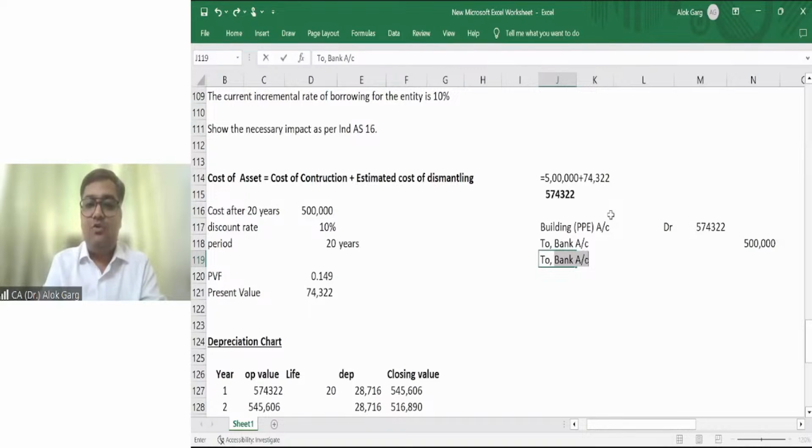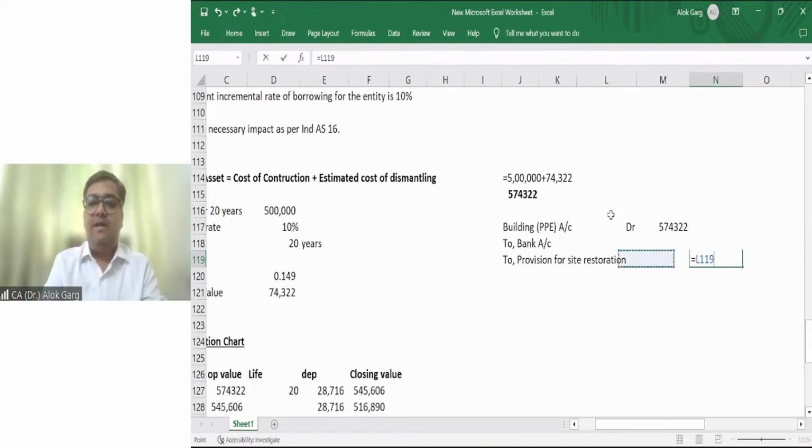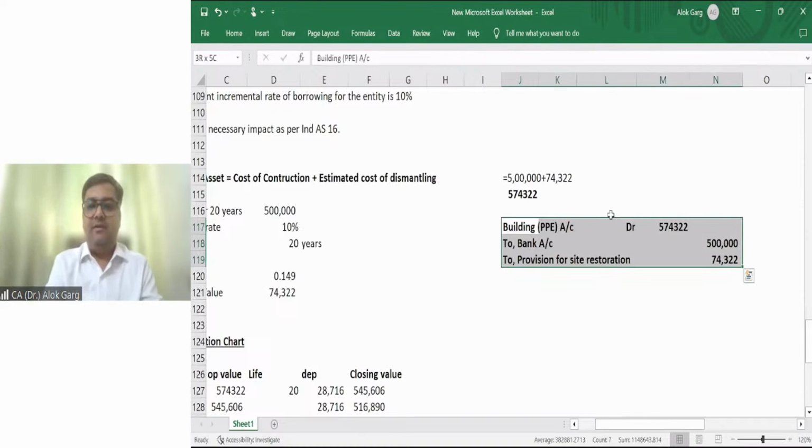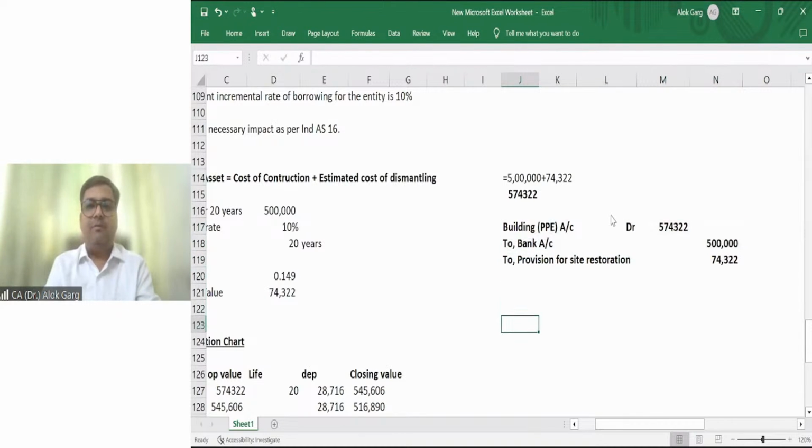This next one is 2. Provision, decommissioning cost you will pay after 20 years. Provision for decommissioning or site restoration. Provision for site restoration. This is also known as decommissioning. Right? 74,322. How many of you are okay with this entry? Let me know if anyone has any problem with this entry.